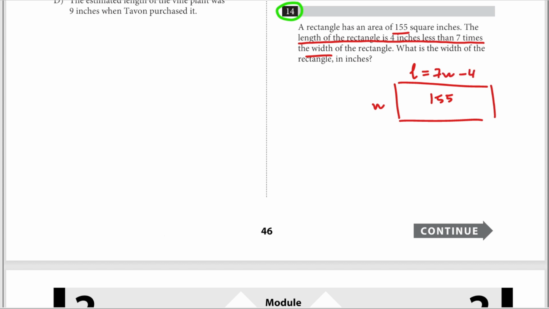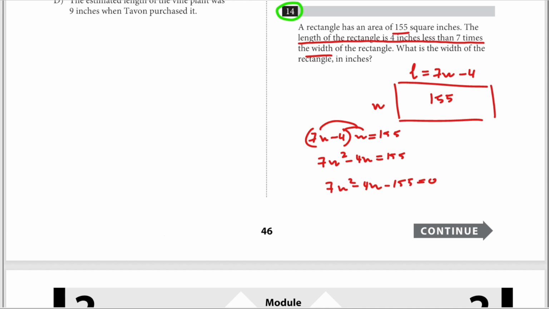Then what I would do is construct a quadratic equation. So (7w minus 4) times w is equal to 155, right? Because it's just length times width. Now, if I expand it, I get 7w squared minus 4w is equal to 155. Subtract 155 from both sides, so 7w squared minus 4w minus 155 is equal to 0. That is the quadratic equation that I need to solve.